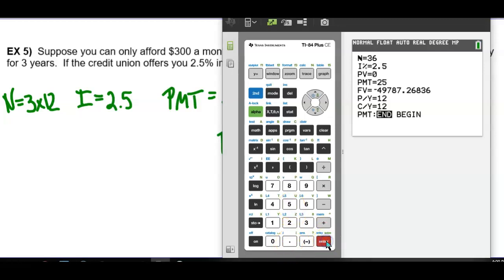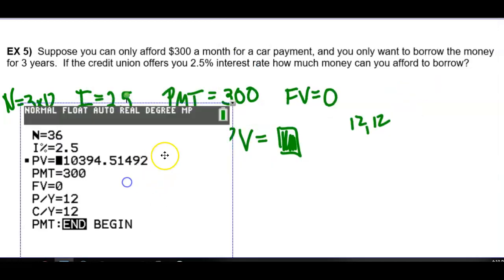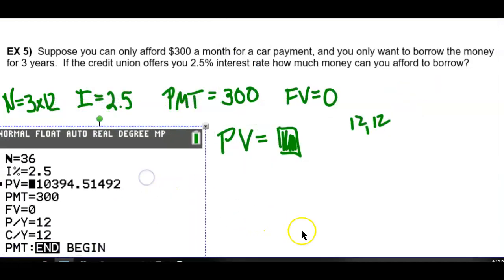I want to know how much I can borrow, so I'm going to come back to present value. If the payment I can afford is $300, and at the end of that 3 years I want the future value to be 0, and these are 12 and 12, so I go back up here to the present value, and I do alpha enter, and it says I can borrow about $10,394.51.